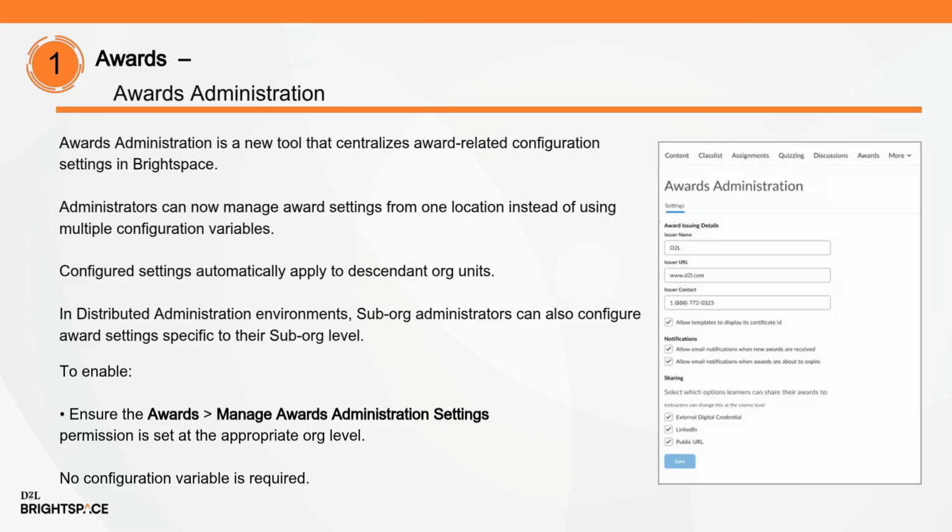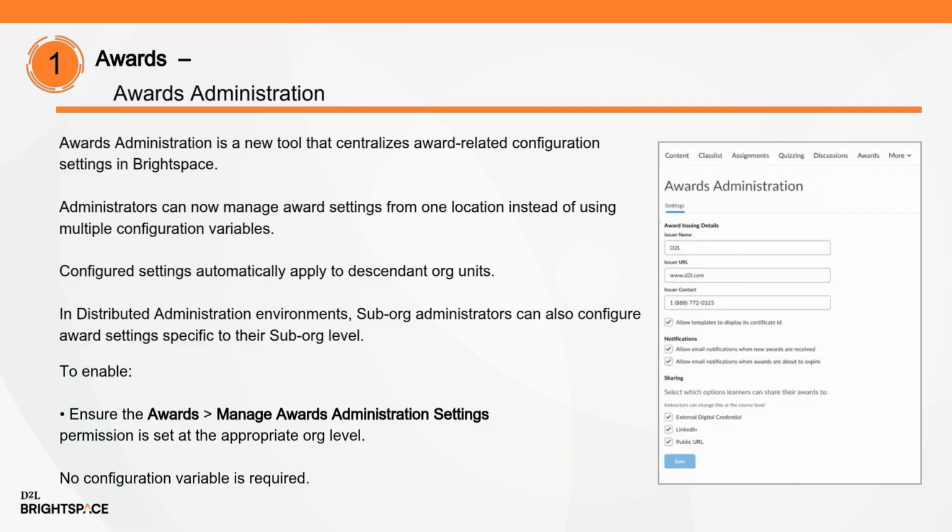Awards Administration is a new Brightspace tool that centralizes awards configuration settings in one place. Organization-level administrators can manage award-related settings without navigating multiple configuration variables. Settings configured in Awards Administration automatically apply the configuration variable settings across descendant org units. In distributed administration environments, sub-org administrators can also use Awards Administration to configure award settings specific to their sub-org level. Previously, sub-org administrators could not manage awards configuration for their sub-org units.